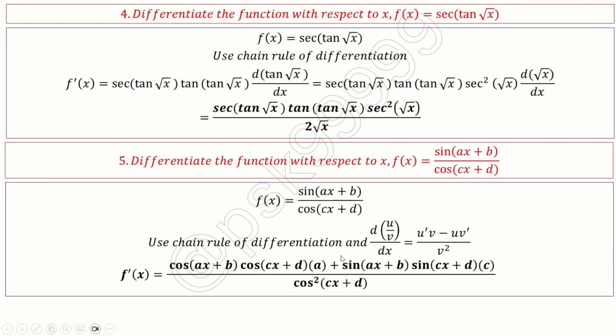Okay, now sine of ax plus b, I wrote it as is. Cos cx plus d differentiation is minus sine cx plus d. So minus into minus has become plus. Then cx plus d differentiation, which is c. Then in the denominator I have cos square cx plus d. Okay, so carefully do it.